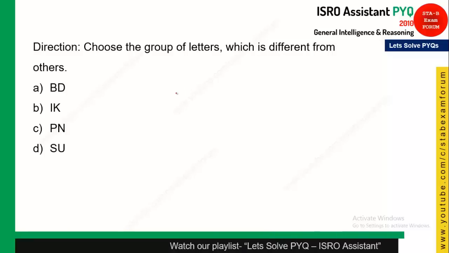Let's see what that is. Okay, so this question comes from the category called classification, which is also known as odd man out. So let's see the pattern. This, as you can see, B C D, I J K, P N, so this seems to be the different one. Let's see the next one, S T U. So option C is the odd man out.